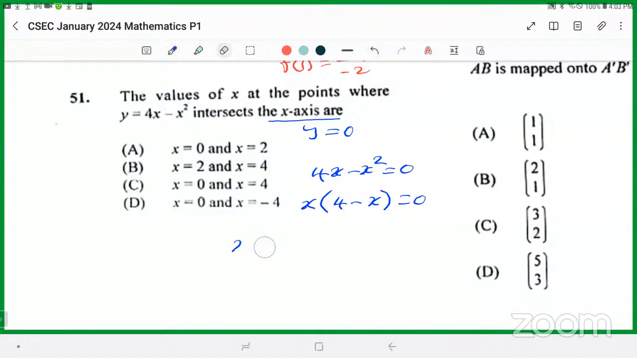X equals 0. And if the other factor equals 0, transposing minus x, you get positive x equals 4. So you're looking for those values, 0 and 4, which is right here. 0 and 4.